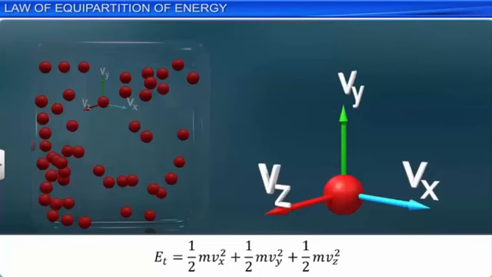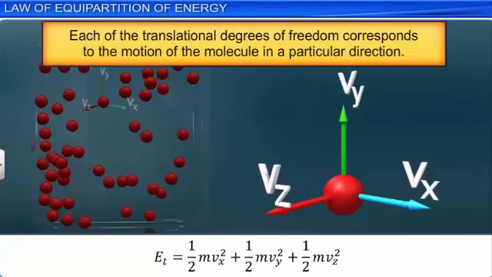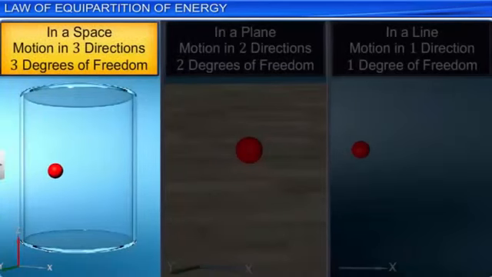Note that each of the translational degrees of freedom corresponds to the motion of the molecule in a particular direction. If the molecule is moving in space, then it can move in 3 directions. Hence, the molecule has 3 degrees of freedom.